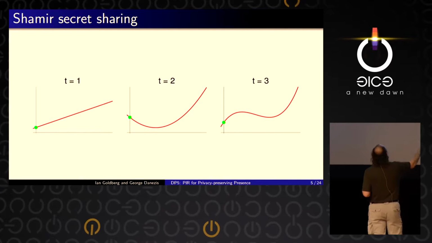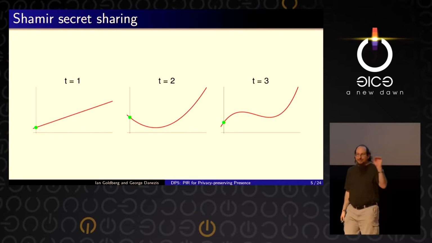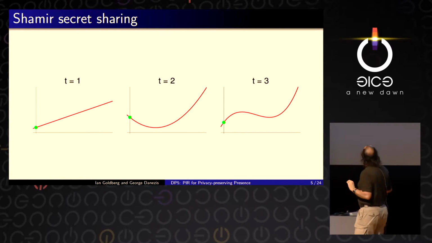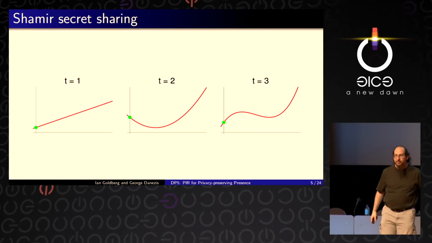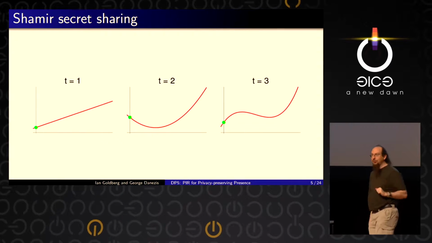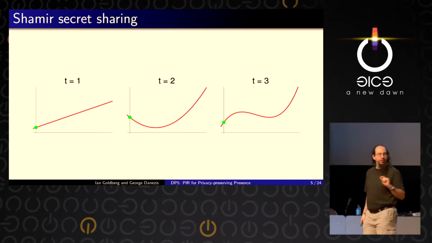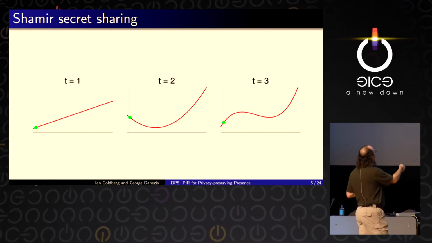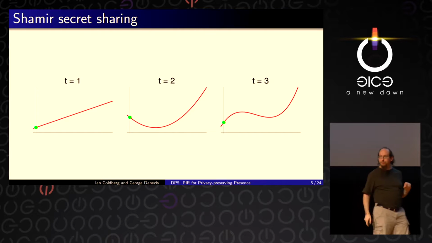Okay, so here's how that's going to work. You have your secret, and you have your privacy threshold level that you care about, we'll call T. And what you do is you draw your XY axes, and you draw a green dot at 0, your secret. And then you pick a random polynomial of degree T that goes through that dot. So you're picking a random polynomial of degree t whose y-intercept is your secret. That's what you're doing. So when t is 1, this is a random line that goes through the dot. When t is 2, it's a random parabola that goes through the dot. And when t is 3, it's a random cubic that goes through the dot.